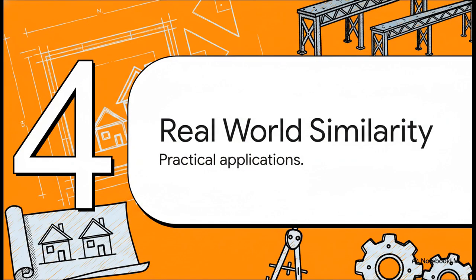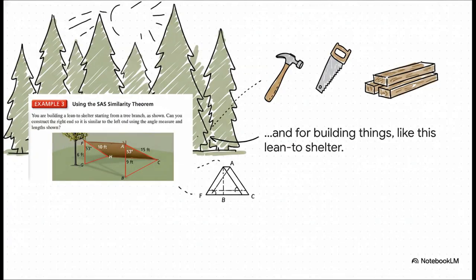Now, this might seem kind of abstract, but SAS similarity is incredibly useful. It shows up all the time in construction, engineering, design. Really, anytime you need to make sure different sized pieces keep the exact same shape. Let's say, for example, you're building this lean-to shelter. For it to be stable and look right, you need the triangular support on the right end to be similar to the one on the left. So can we use SAS to confirm this is even possible with these measurements?